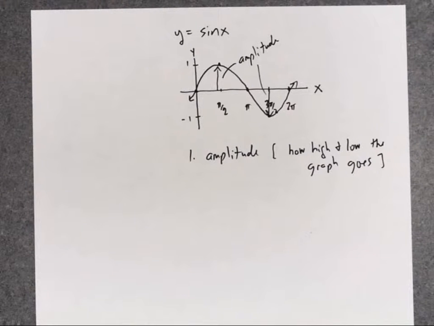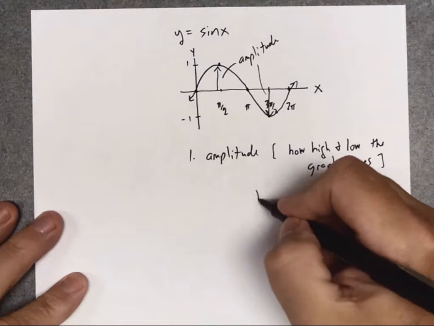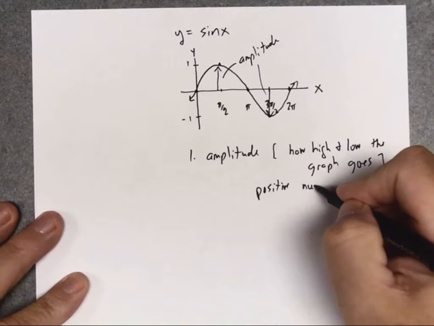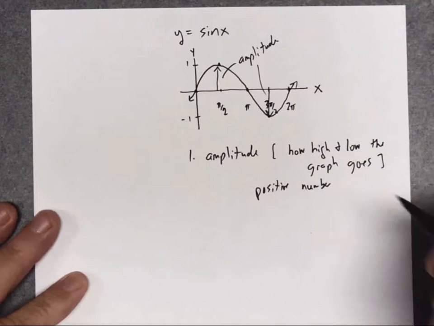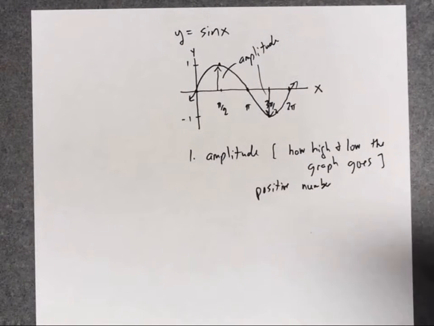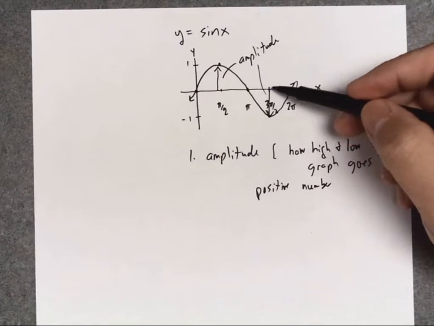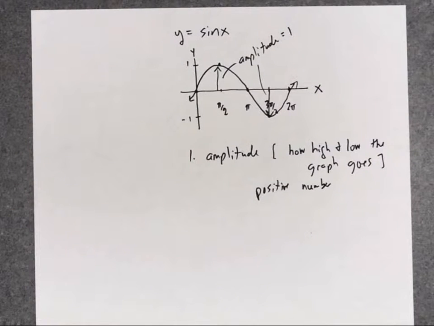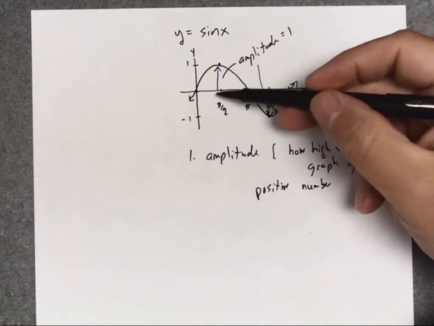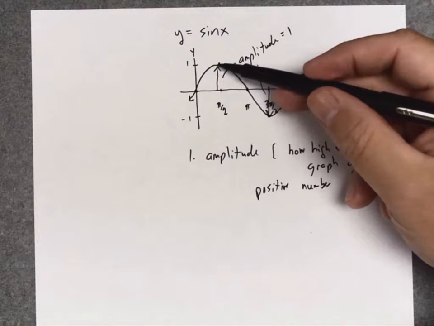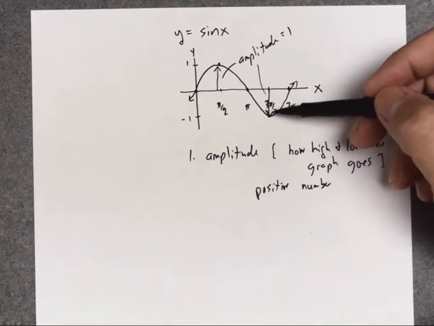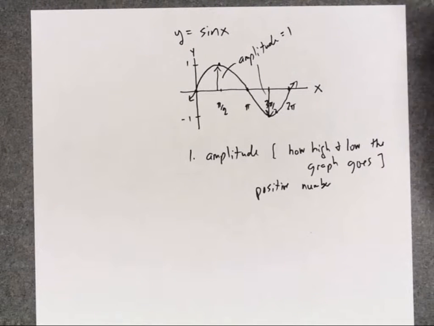And the amplitude is always a positive number. We don't have a negative amplitude. Even for this one, we say the amplitude for this graph is 1. From the middle of the graph, the highest it goes is to 1. Over here, from the middle of the graph, the lowest it goes is -1. We say this graph has an amplitude of 1.